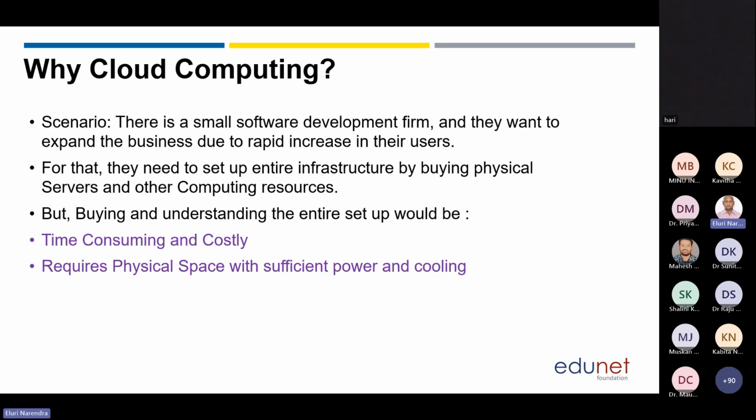So in order to avoid this, if you are getting stuck with this cost involvement, physical spaces, power, training, cooling, everything, you are missing your business goal. The primary goal is to increase your business. That is your primary goal. But because of this capex involvement and all the hurdles, you are missing your business objective. So is there any solution for that?